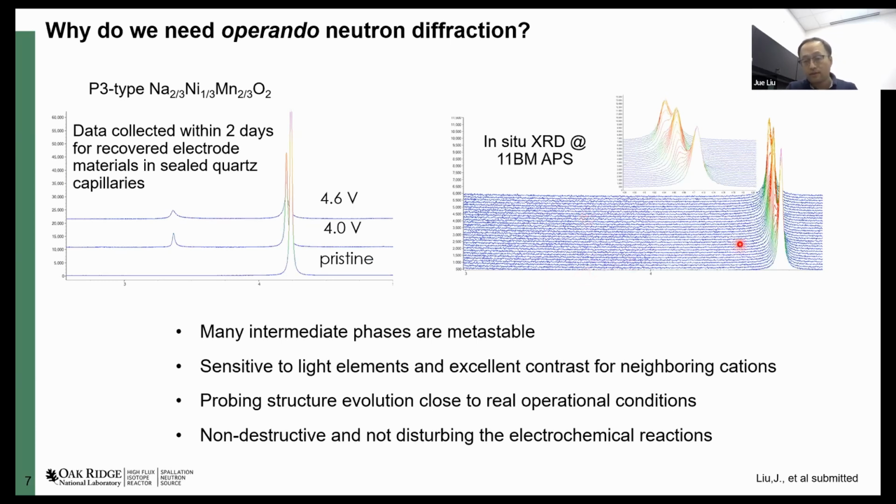And even with X-ray diffraction, we can see the structure changes, but a lot of times it cannot provide good contrast, for example between nickel and manganese. That's really when neutron scattering comes in, providing a good contrast for neighboring transition metal cations. It can also be very sensitive to oxygen. If you're interested in the structure of a cathode material charged to high voltage, you will notice that probing the oxygen environment change is critical. The last thing, of course, is that it is less destructive and will not disturb the electrochemical reaction.